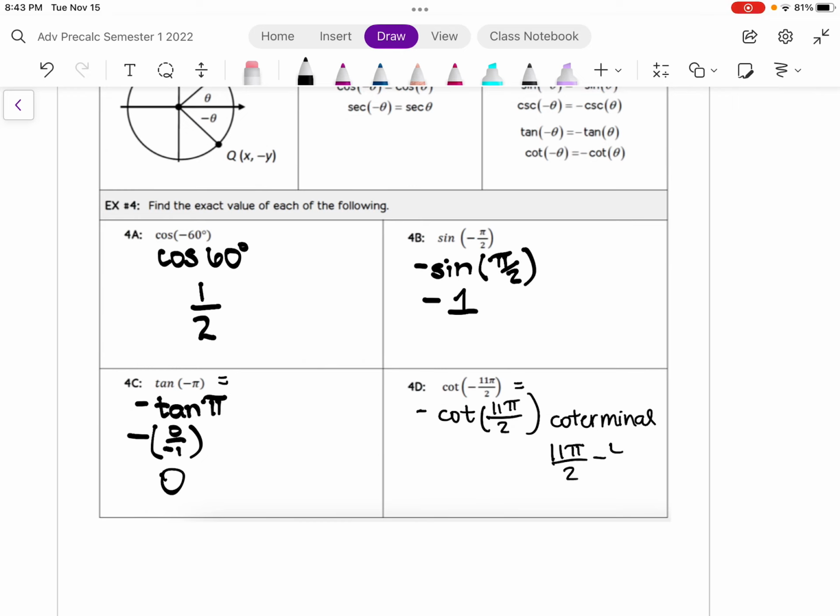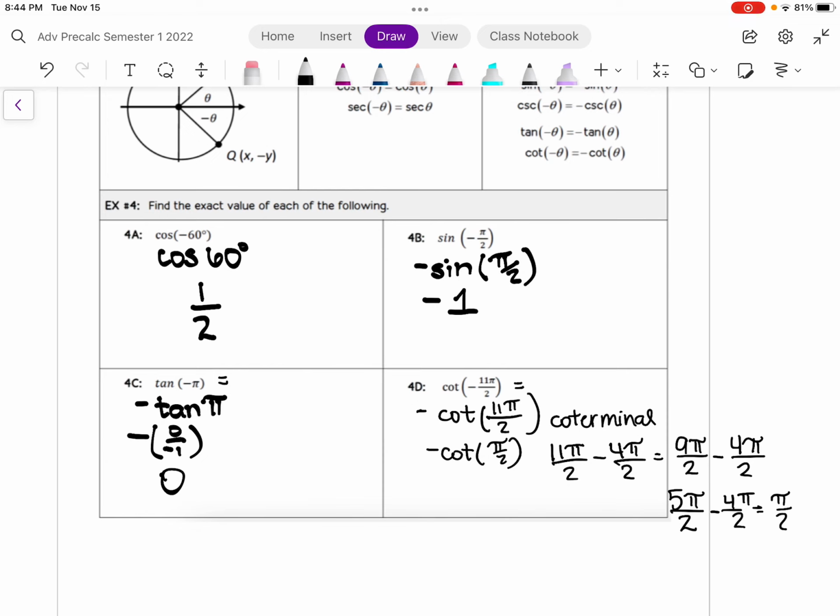So if I subtract 4 pi over 2, because that's the same thing as 2 pi, 11 minus 4 is 9 pi over 2. Well, that's still not enough. So subtract 2 more pi. And that's going to be 5 pi over 2. Well, that's still too far. And then 4 pi over 2 equals pi over 2. So finally, we have negative cotangent of pi over 2.